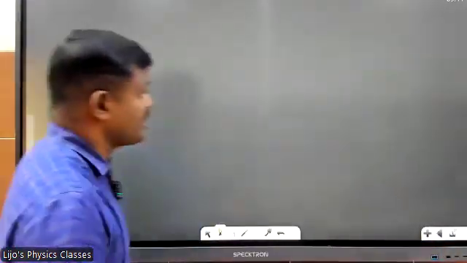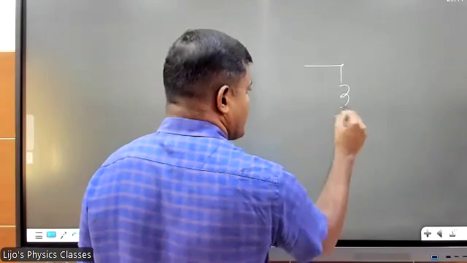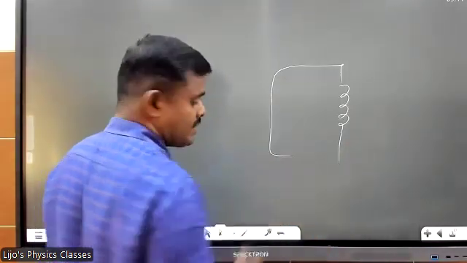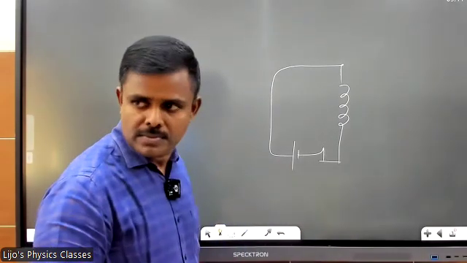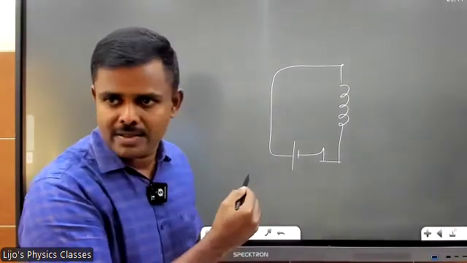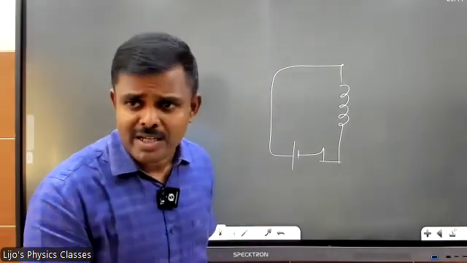Now here comes my question. Imagine I have two coils. Look at this. One coil like this, to which I connect a cell and a switch. This is going to be called primary.